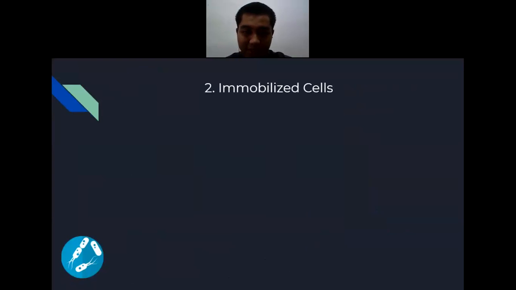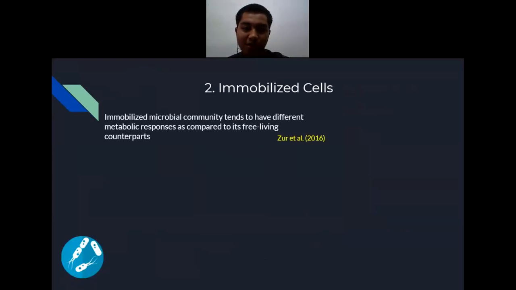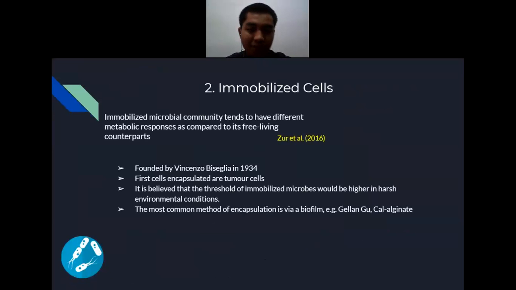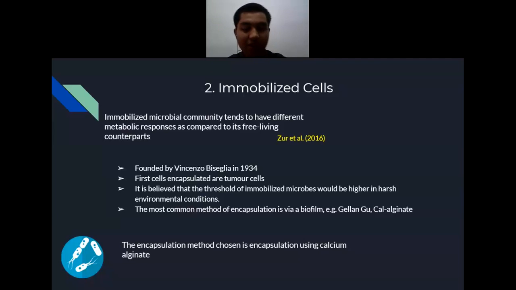For immobilized cells, I've researched an article by Zur et al. in 2016. Immobilized cells were founded by Vincenzo Bisceglie in 1934, and he was the first person to encapsulate cells. The first cells encapsulated were tumor cells. It is believed, according to Zur et al., that the threshold of immobilized microbes will be higher in harsh environmental conditions. The most common method of encapsulation is via biofilm, gelling agent, or calcium alginate. For my research, I will be using calcium alginate.